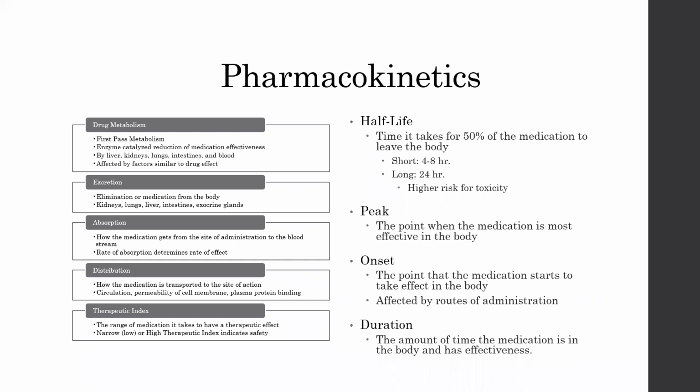The onset is the point that the medication starts to take effect in the body, and it is affected by the route of administration and the absorption. The duration is the amount of time the medication is in the body and has effectiveness. All of these factors come into play when we talk about how we schedule medications. We want to schedule it so that it continues to have effect in the body, but before it becomes toxic.